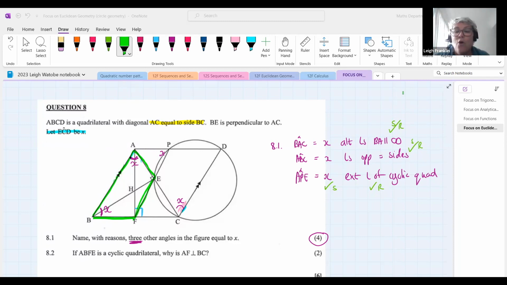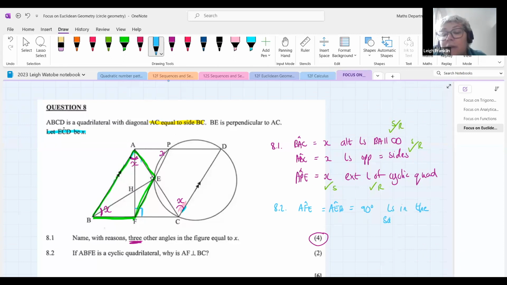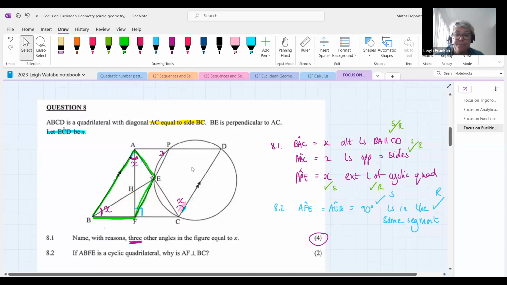All right, so what we could say here in 8.2 is that AFE equals AEB equals 90, angles in the same segment. Okay, so answer, statement, and reason over there.